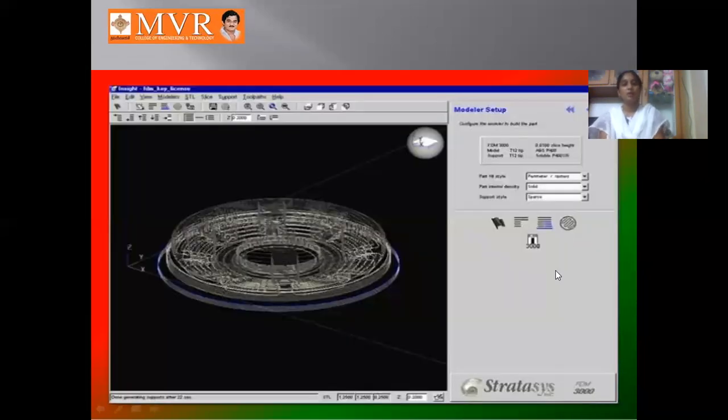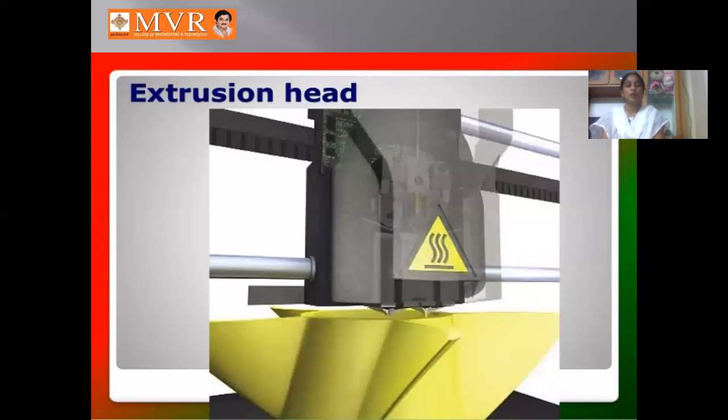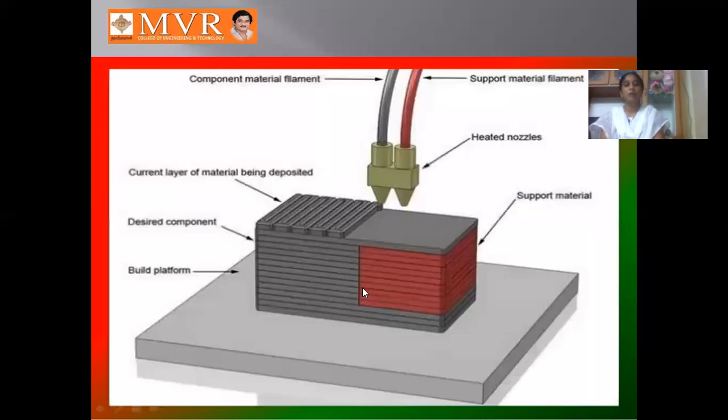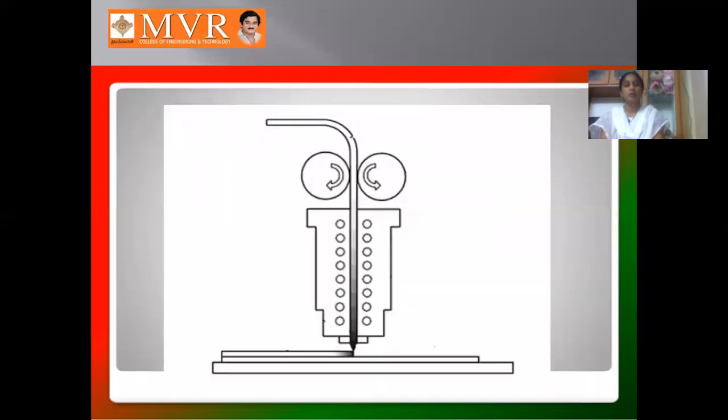Okay, and this is the modeling setup which is used in the FDM process. This is the X, Y, Z directions. We are taking the planar coordinate system, X, Y direction, and this X, Y direction will be directly layered to the product, and this is a projected area. Extrusion head, extrusion part also we can take due to the process of the material. Okay, this is the extrusion part.